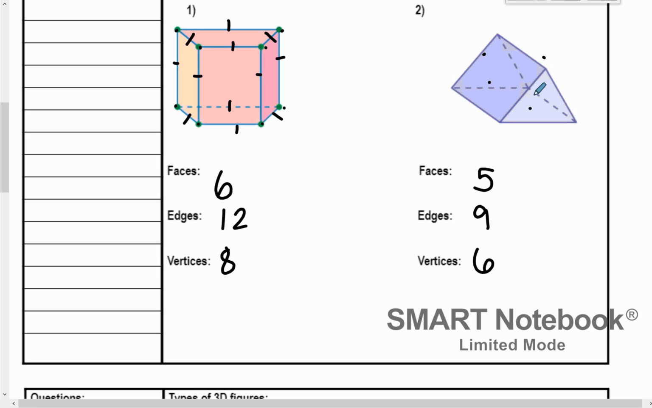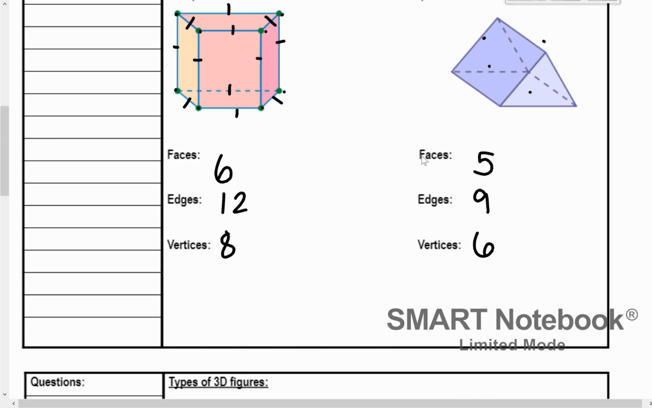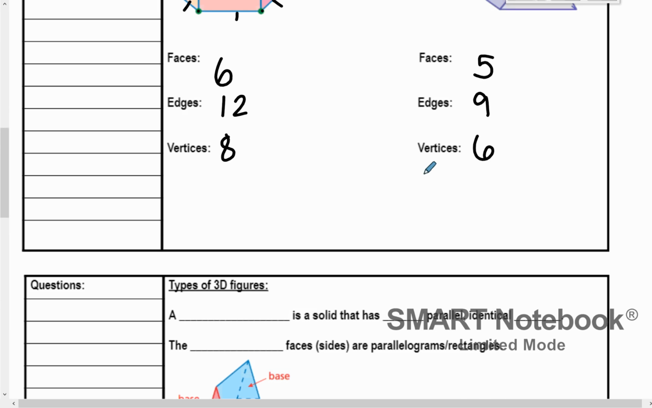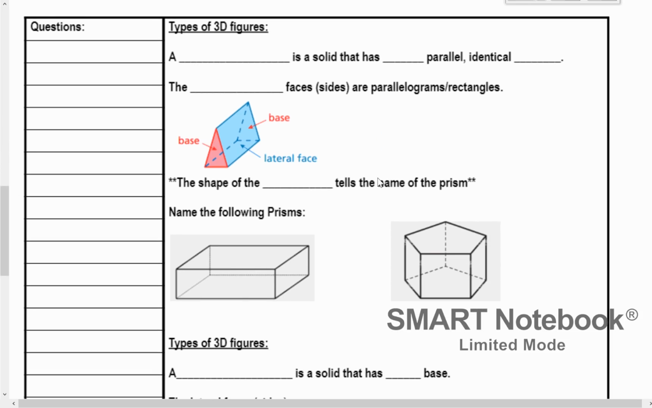All right. And that's it for the first part. So those are the parts of 3D shapes. Okay. And like I said, you will have to know those for your test. Next, we have to name 3D shapes, so the different types that we have. Okay. We in 6th grade are going to learn about prisms and pyramids.